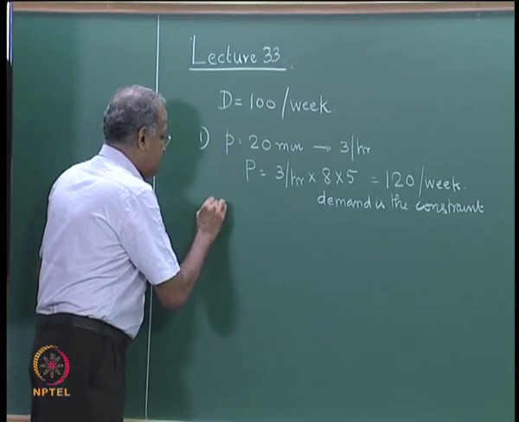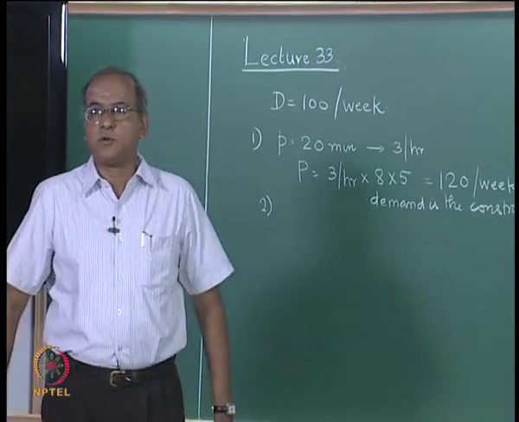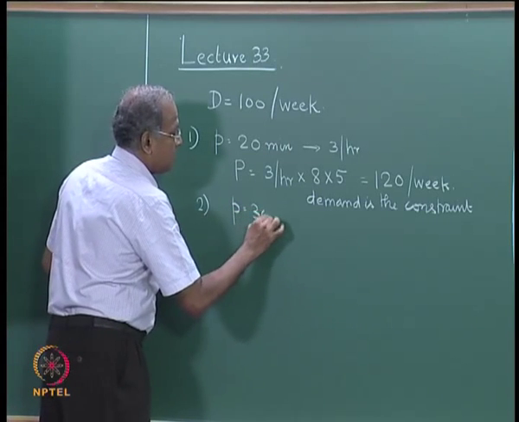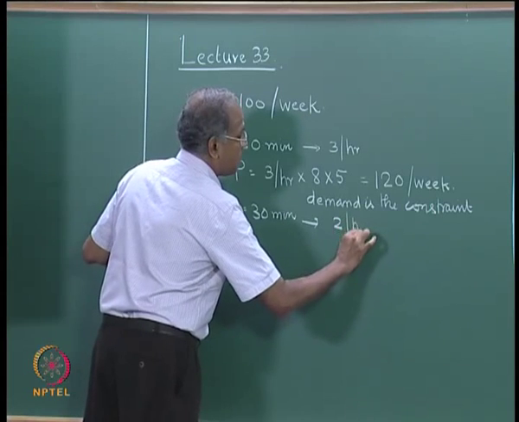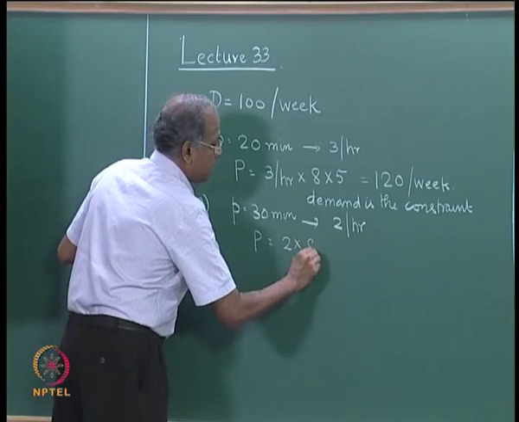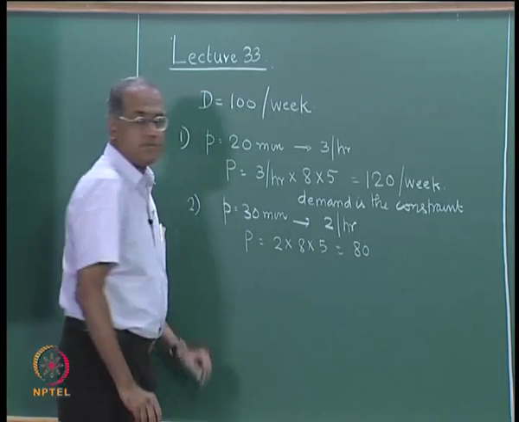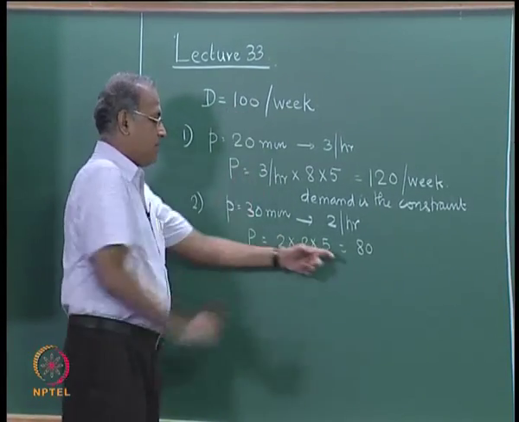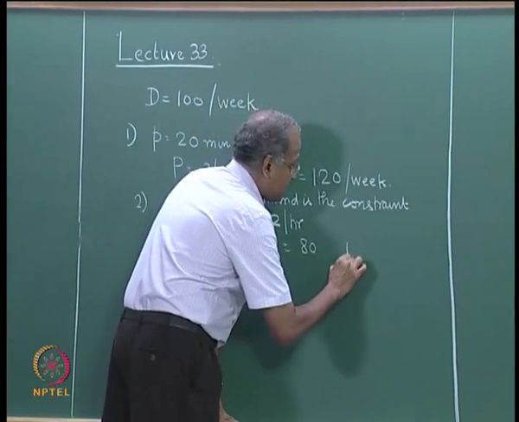In the second case, the company takes 30 minutes to make each product. So P is equal to 30, which means it can make 2 per hour. Now capital P will be 2 per hour into 8 hours per day into 5 days a week, which is 80. So now we have a situation where the demand is 100, but production capacity is only 80. Therefore production is the constraint.